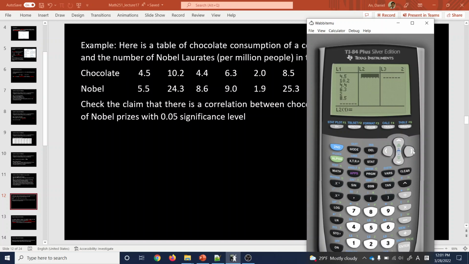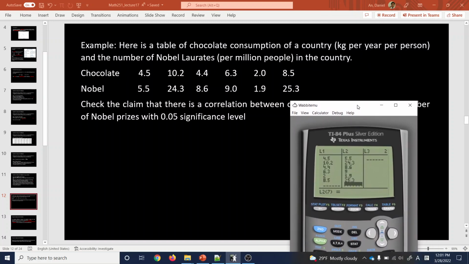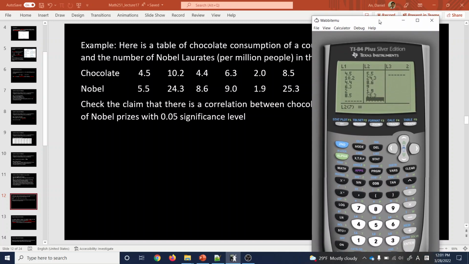Scroll to the right. So punch this key right here, and go to the right. And now we enter the L2: 5.5, 24.3, 8.6, 9.0, 1.9, 25.3. Okay, so we have the number of kilograms of chocolates eaten per person per year.